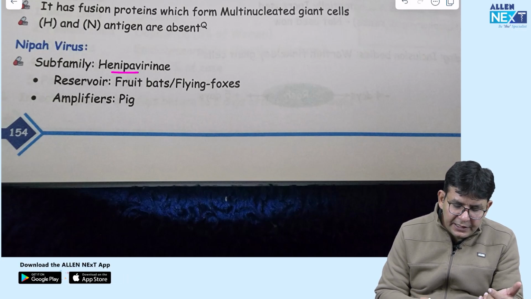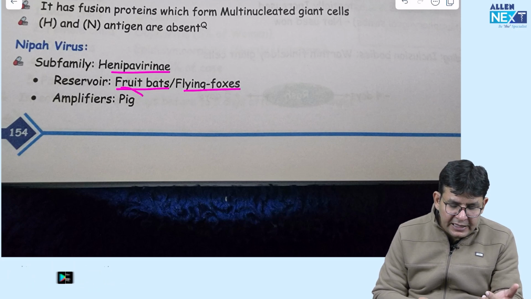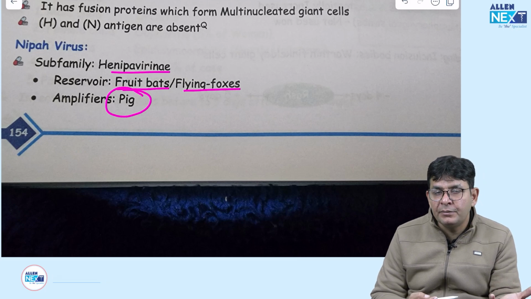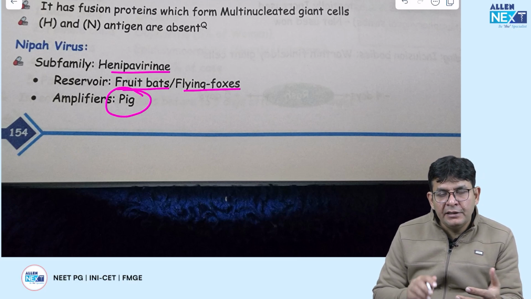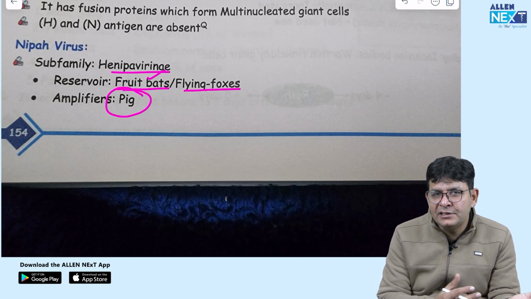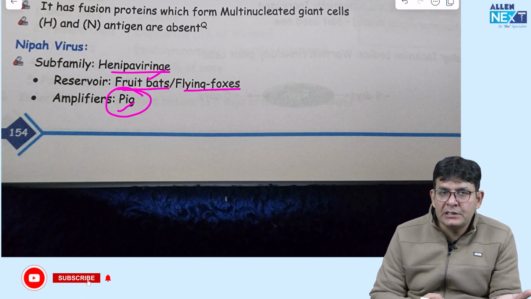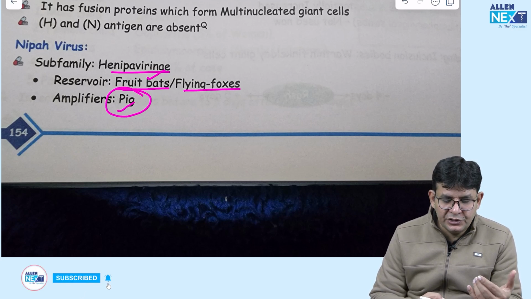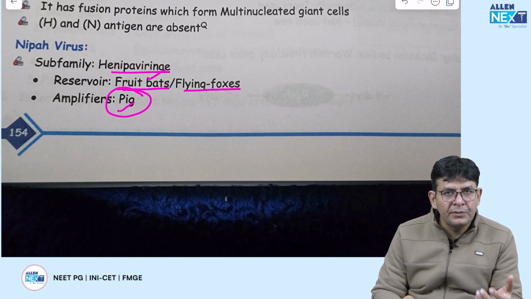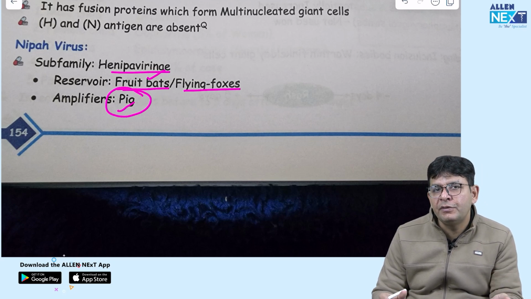Now this we have discussed, Nipah virus. The fruit bats are the reservoirs, also termed flying foxes, and the amplifiers are what, guys? Pig. There was a question in AIIMS also in which they gave a picture with fruit bats and coconut trees, which suggests Kerala, and pigs were there in that picture, and they asked which virus it is associated with. The answer is Nipah, belonging to the paramyxoviridae family. Orthomyxo has influenza A, B, C.